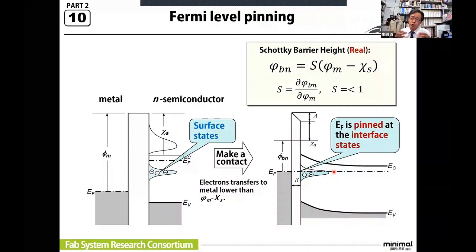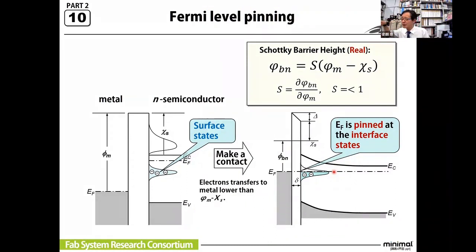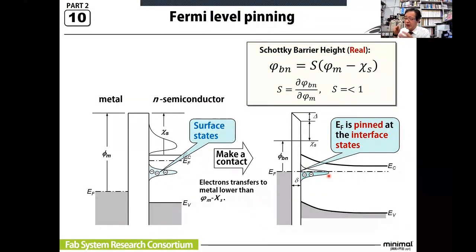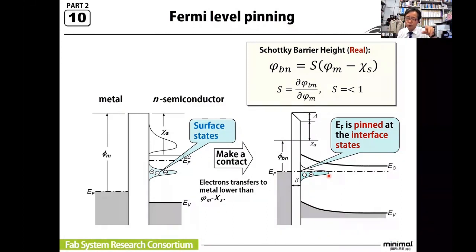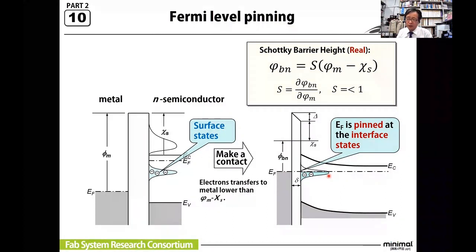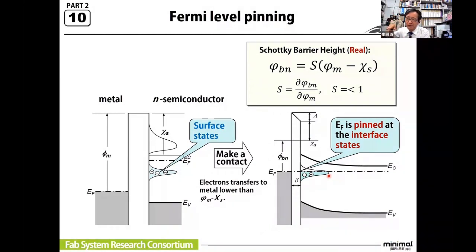Since the amount of the interface states is very large, it's like a huge water basket. So the water surface is pinned to the interface state, for example. As a result, it is called Fermi level pinning. So as a result, the Schottky barrier height cannot be changed easily. I mean that even if you change the metal or metal work function, the barrier height can't change very easily. It is called pinning.